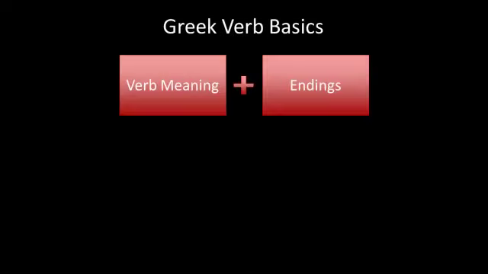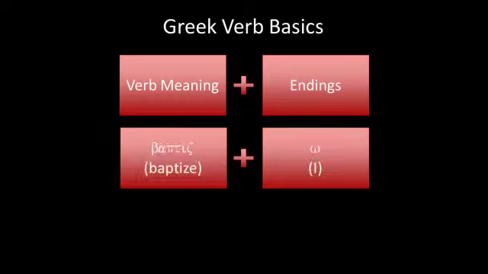For a Greek verb, what you basically have, think of one box where the verb meaning resides, and then we're going to take some endings and put them at the end, and those sorts of things are going to tell us whether it's first person, I, second person, you, third person, he. They're going to tell us singular or plural. So you have a verb meaning box, you have an endings box, you smash them together, and you get a Greek verb.